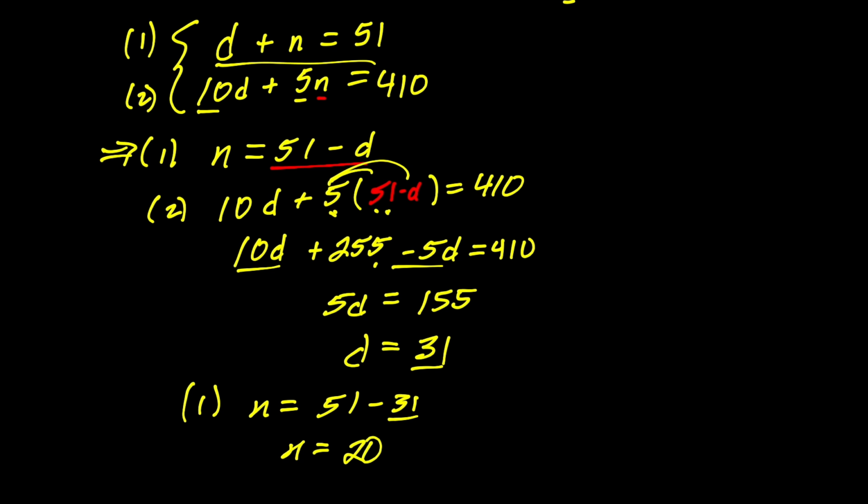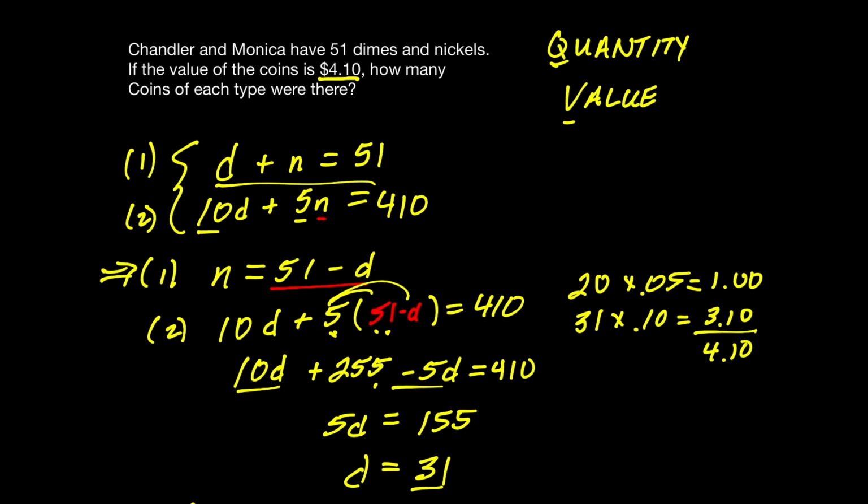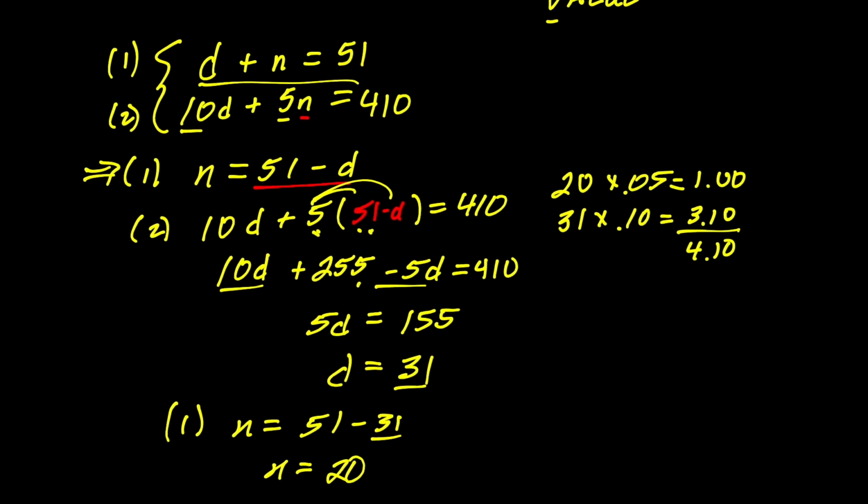And just double check sometimes, if I have 20 nickels, that adds up to $1. And if I had 31 dimes, 10 cents per dime, that adds up to $3.10. And when I total that, I get $4.10. So that double checks with my problem that had $4.10 here. So I can go ahead and give that a blue check mark.